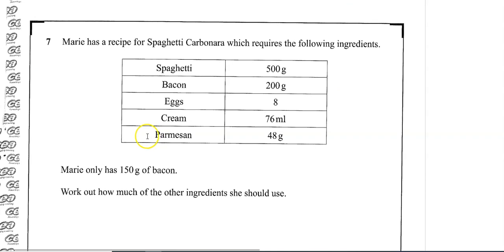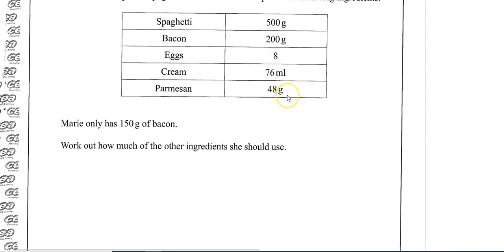Right. Next one says Marie has a recipe for spaghetti carbonara which requires the following ingredients. We've got a whole pile of different things here, different grams. Marie only has 150 grams of bacon. How much of the other ingredients should she use? So we want to change this. How do you get from 200 to 150?